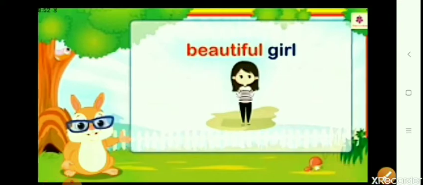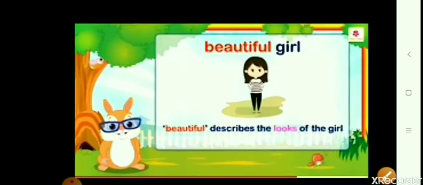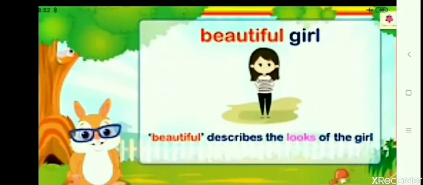For example, in this picture, the words written are beautiful girl. Beautiful girl. Now here, the describing word is beautiful. How is the girl? Girl is beautiful. So here beautiful is the look of this girl. How the girl looks. Beautiful describes the looks of the girl. So in this way, adjective describes looks also.